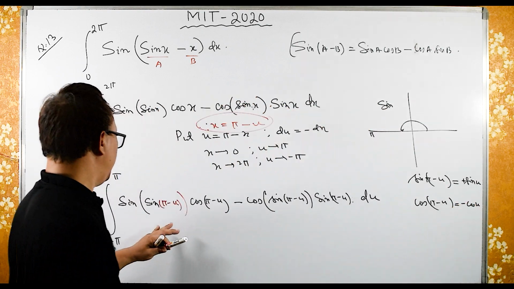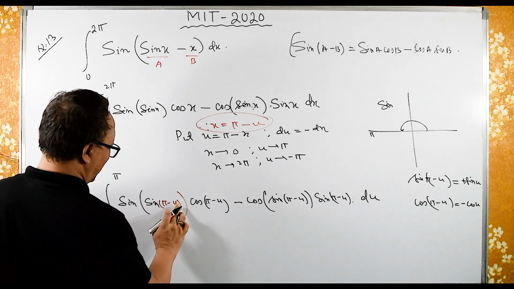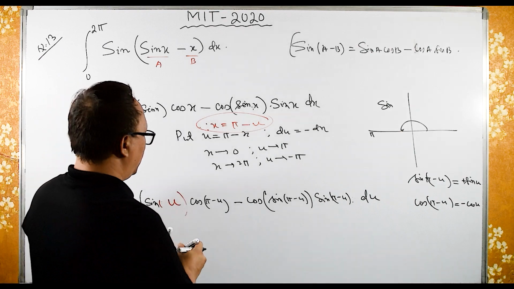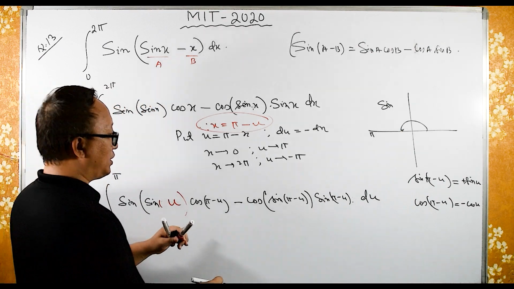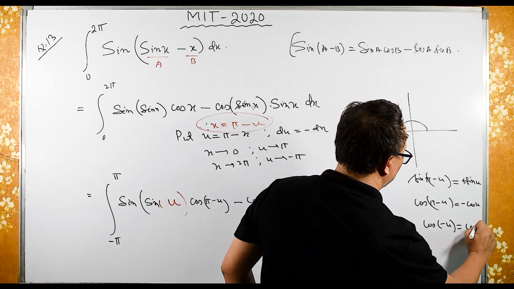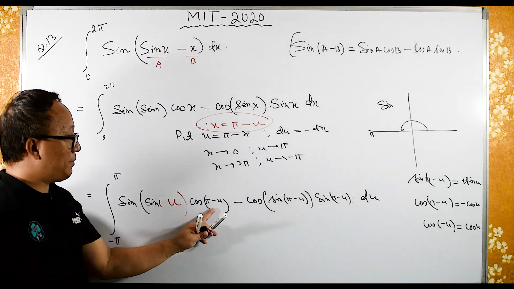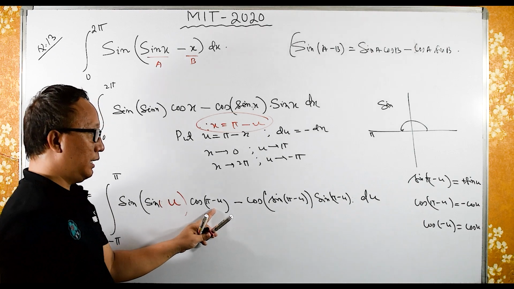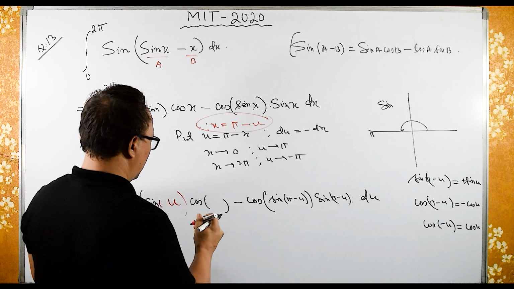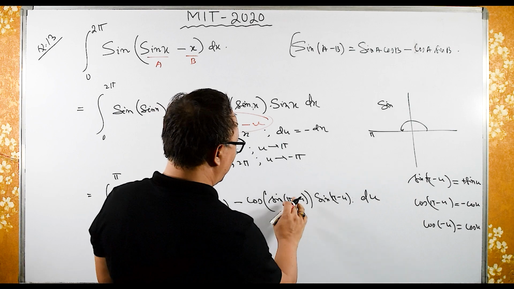So instead of sine of pi minus u, I can write sine u. Here I can write only sine of u, and then cos of pi minus u I can write as minus cos u. As well as we have cos of minus u, same as cos u, because it is an even function. So instead of cos of pi minus u it is minus cos u, and then cos of minus u is cos u. So I write only cos of u. Similarly, sine of pi minus u is what? Sine u.